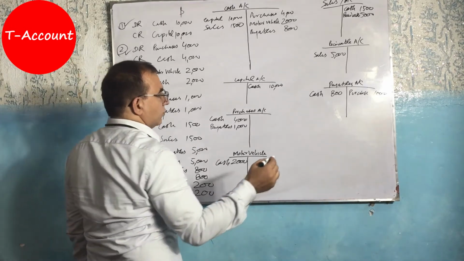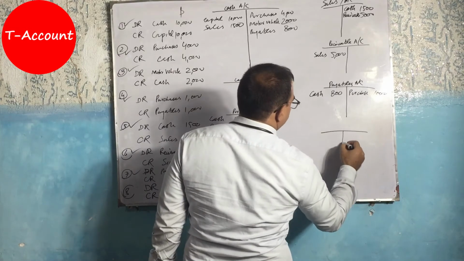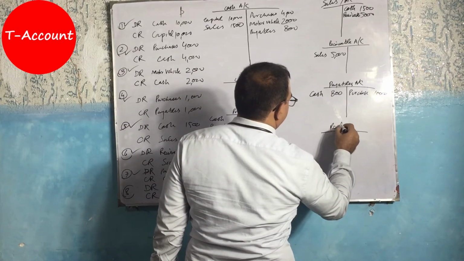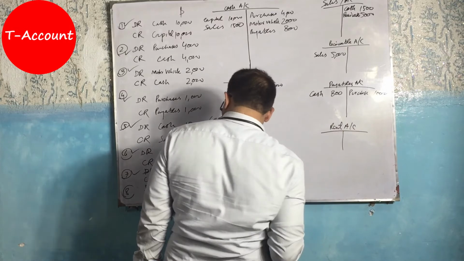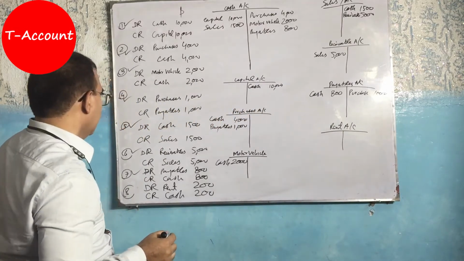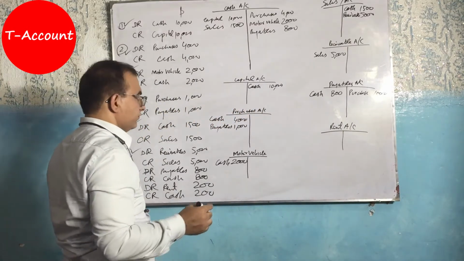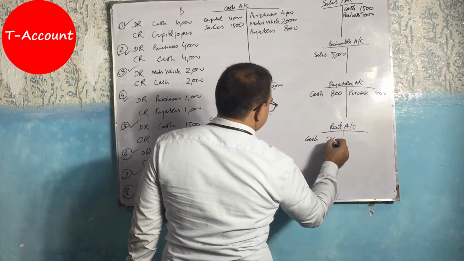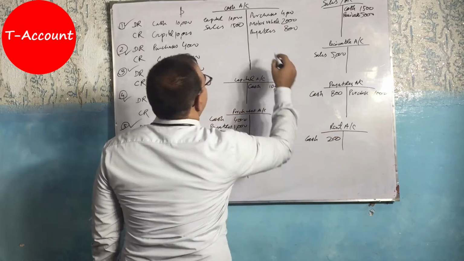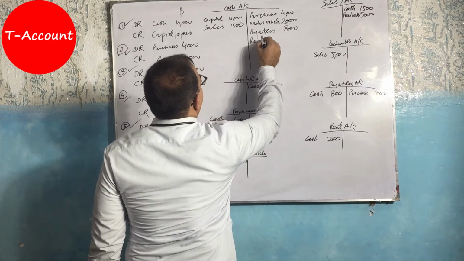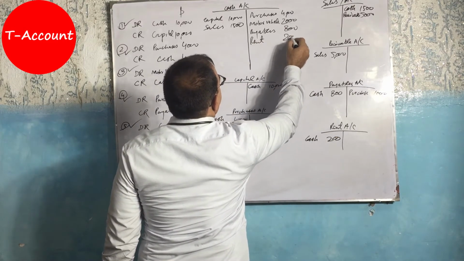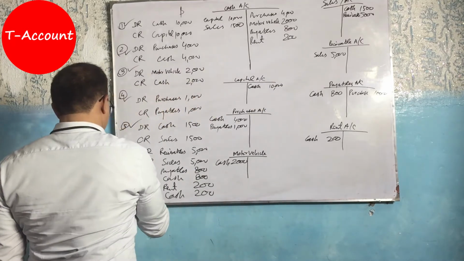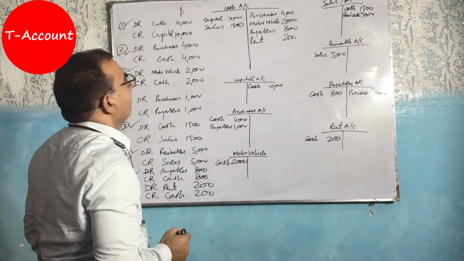Entry 8. Rent. We need to open a small account for rent as well, because there is only one entry. Rent. What happened to rent? Paid rent of 200. Rent is an expense being paid in cash. So 200. Here in the cash account as well, rent 200. So even ASN3 is done.